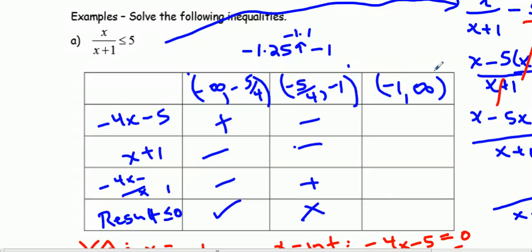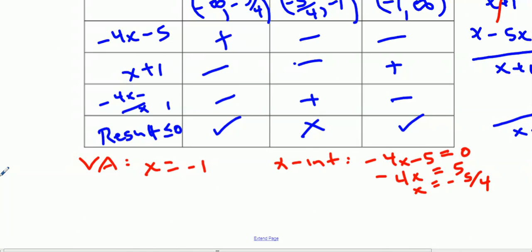Let's test 100. Put 100 in here, we get a negative. Put 100 in here, we get a positive. We divide a negative by a positive, we get a negative. And yes, that's the result we want. So, to solve, let's just conclude there.